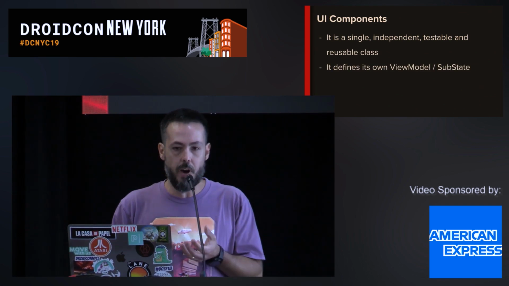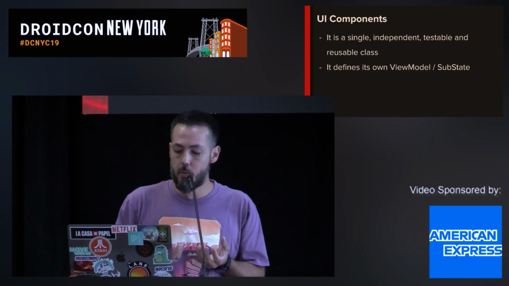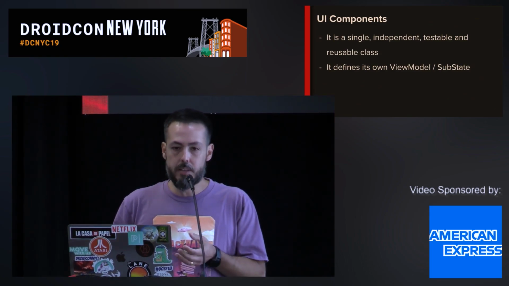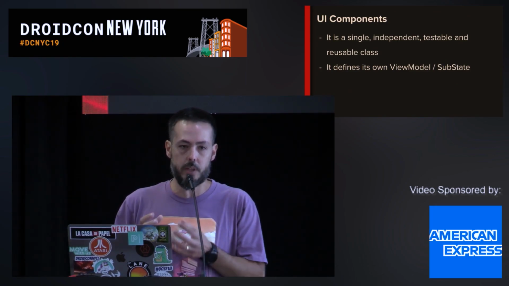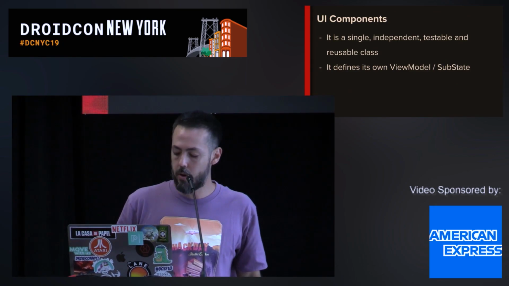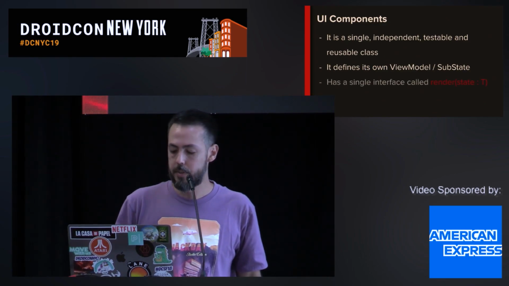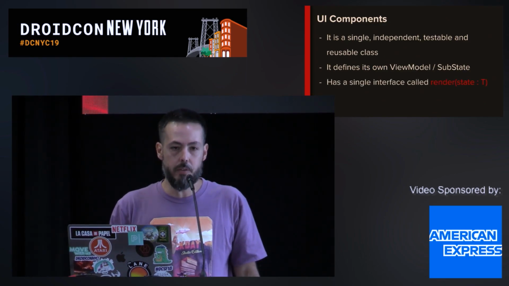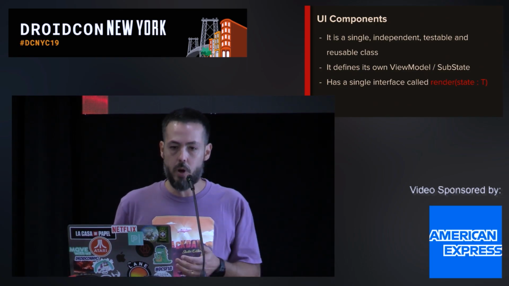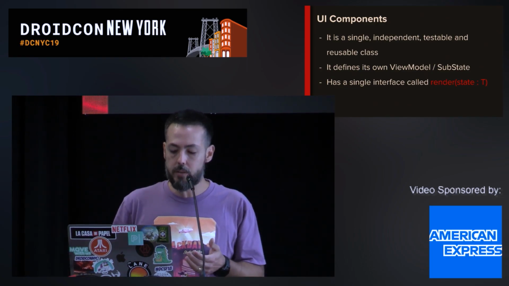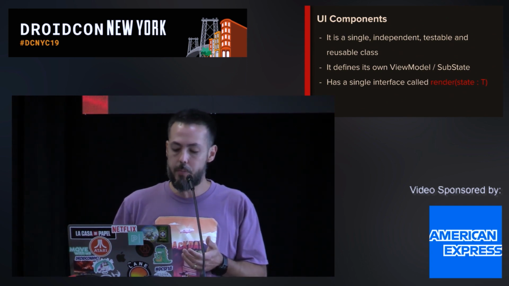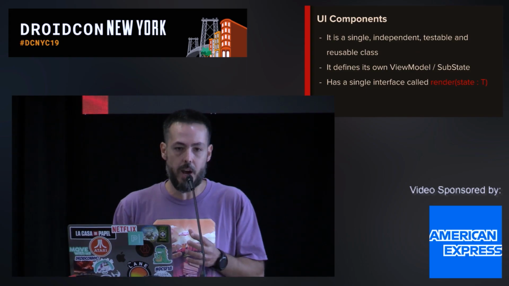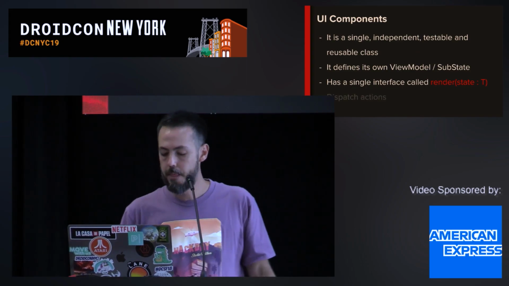Every single component defines its own state, or its own view model. What it means is we can define what the component understands and what the component cares about. I will talk a little bit more about that. And we have a single interface in every component called render. There is no other way to call a component instance. The only method that we expose is a render method that receives a state of type T, which represents the states that the component defines itself, or the view model.